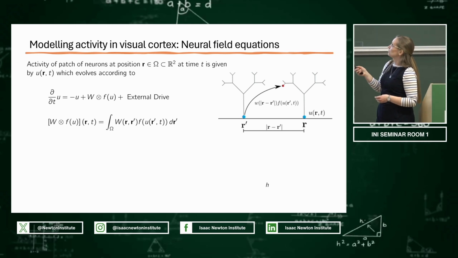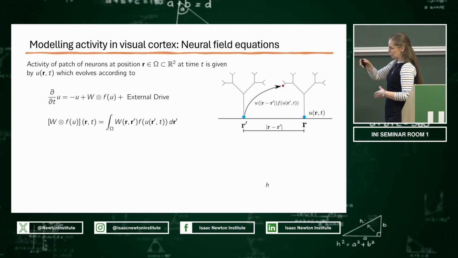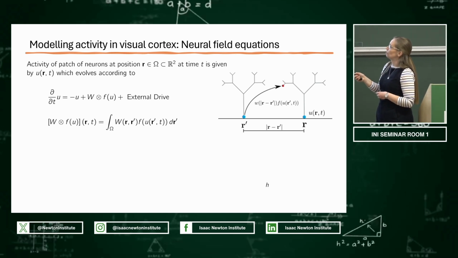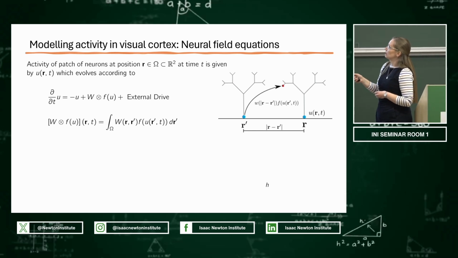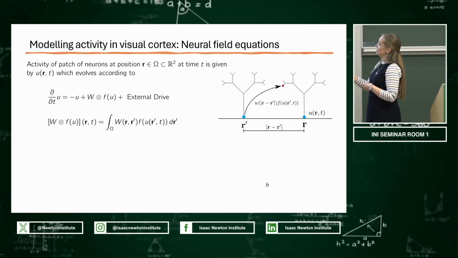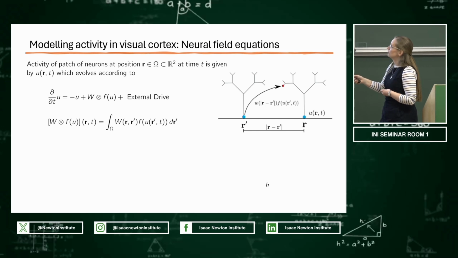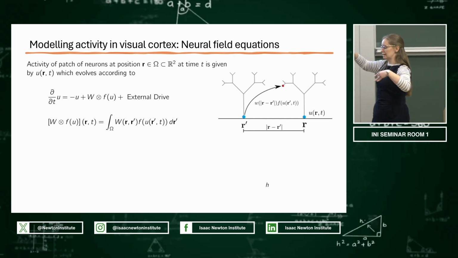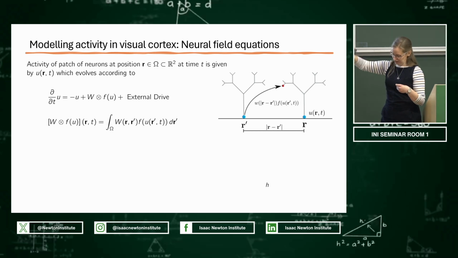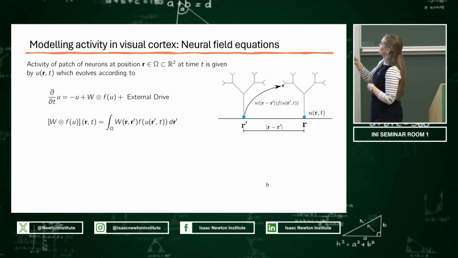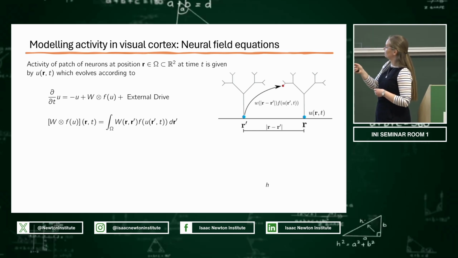So U here is representing some sort of average activity of the neurons at point R in your tissue at time t, and this decays without any input. But what we have is this input from this convolution, spatial convolution, of the interaction kernel, which is this W function, with the firing rate function, which tells you how you process the input, the activity everyone else was seeing, into your own firing rate of the neurons at R.